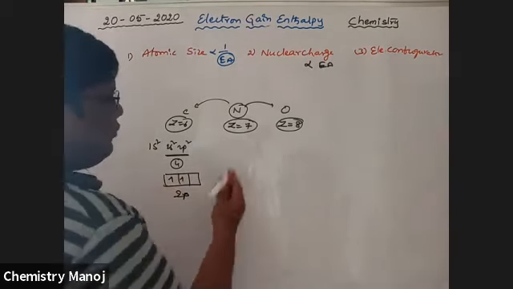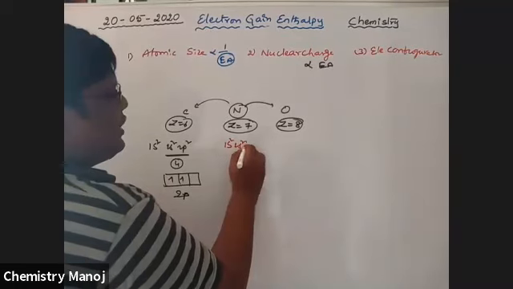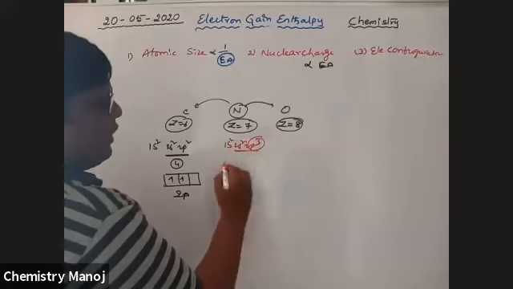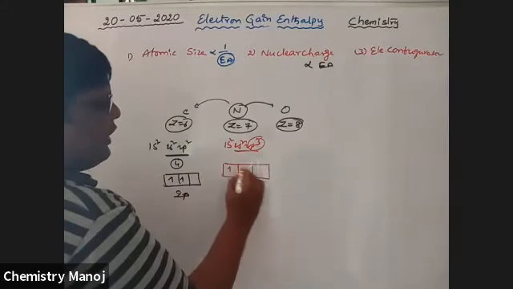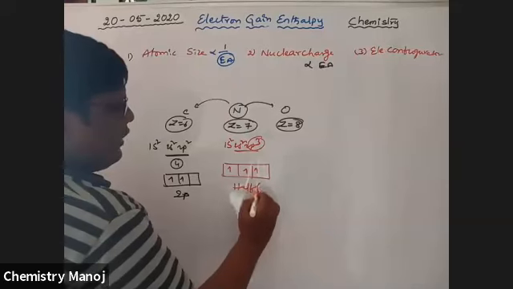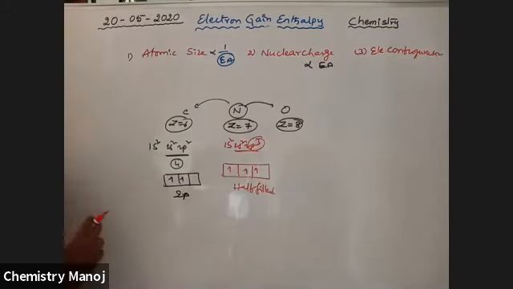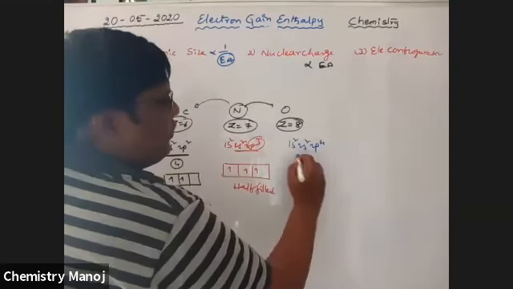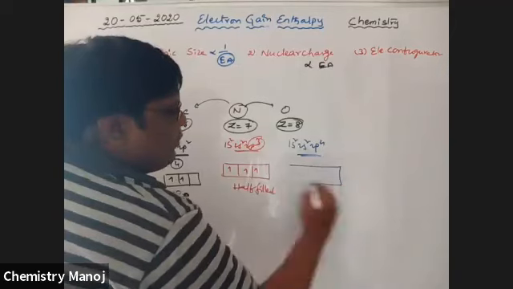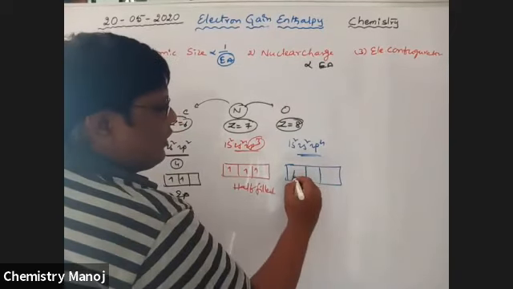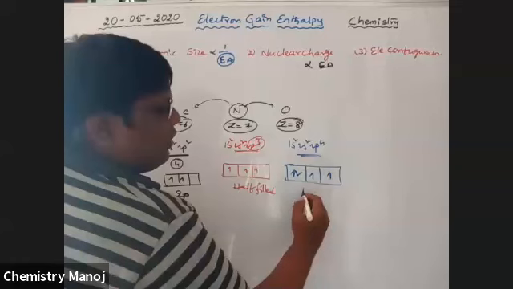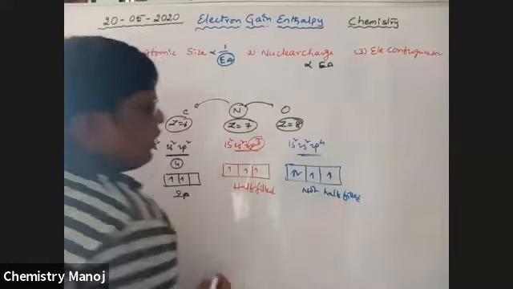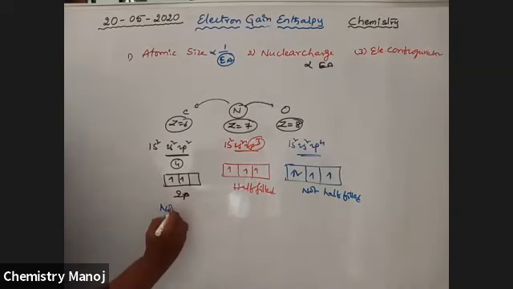Here for nitrogen it is 1s2, 2s2, 2p3. So the outermost shell contains 5 electrons, and the p orbital has 3 unpaired electrons. It is half filled. Next, oxygen is 1s2, 2s2, 2p4, containing 6 electrons. So now the p orbital has 4 electrons: 1, 2, 3, 4. It is not half filled, and carbon is also not half filled.